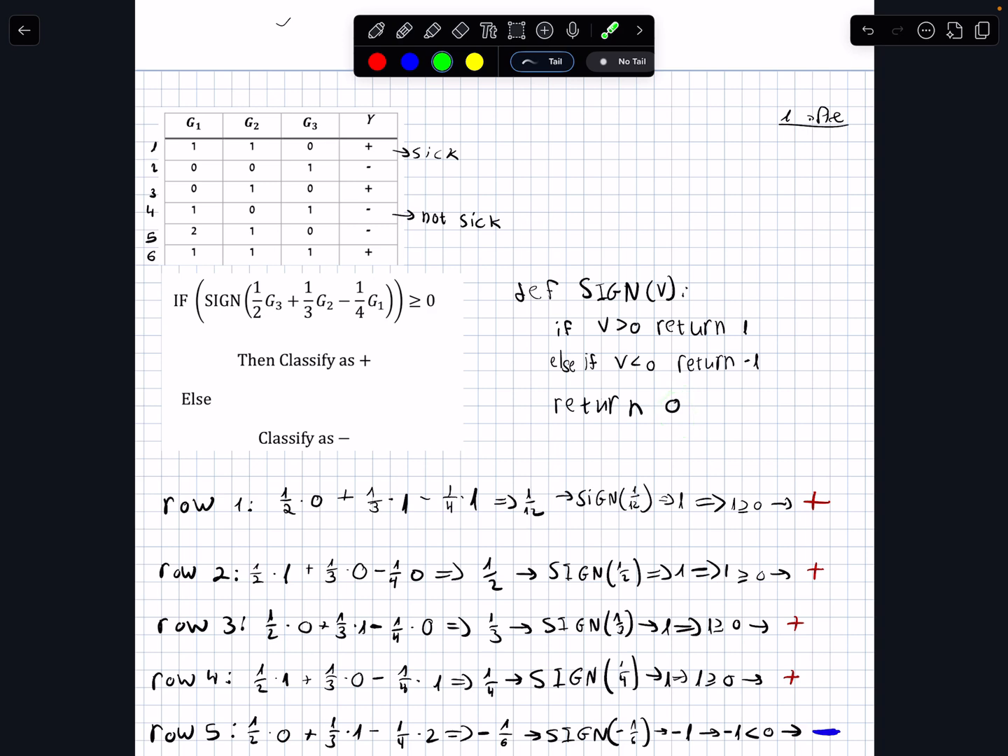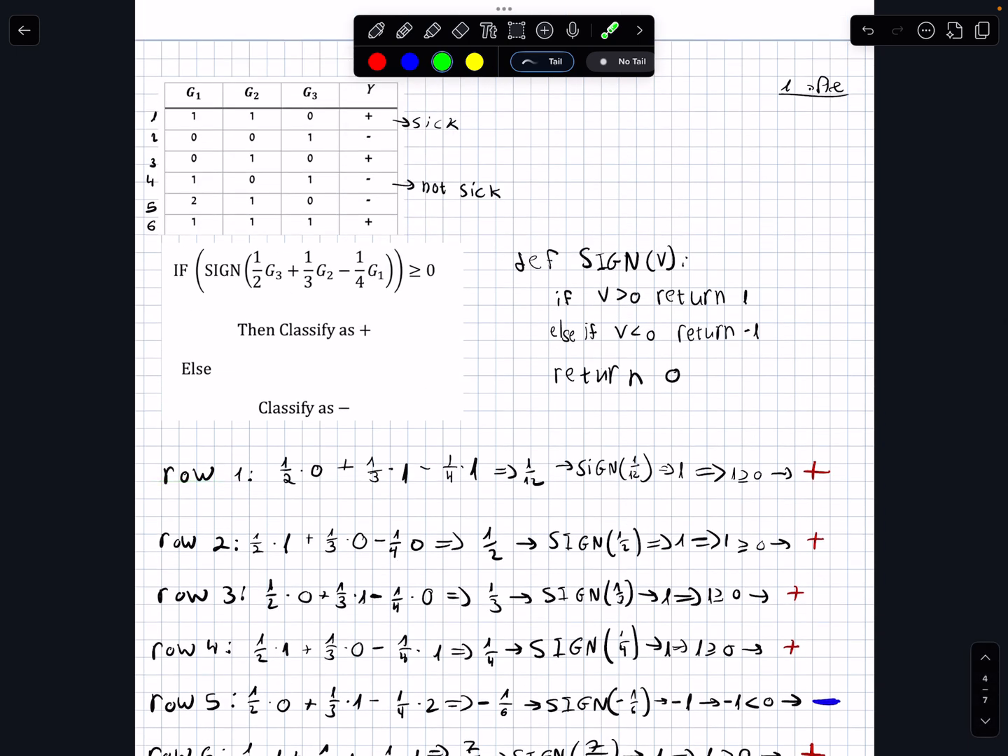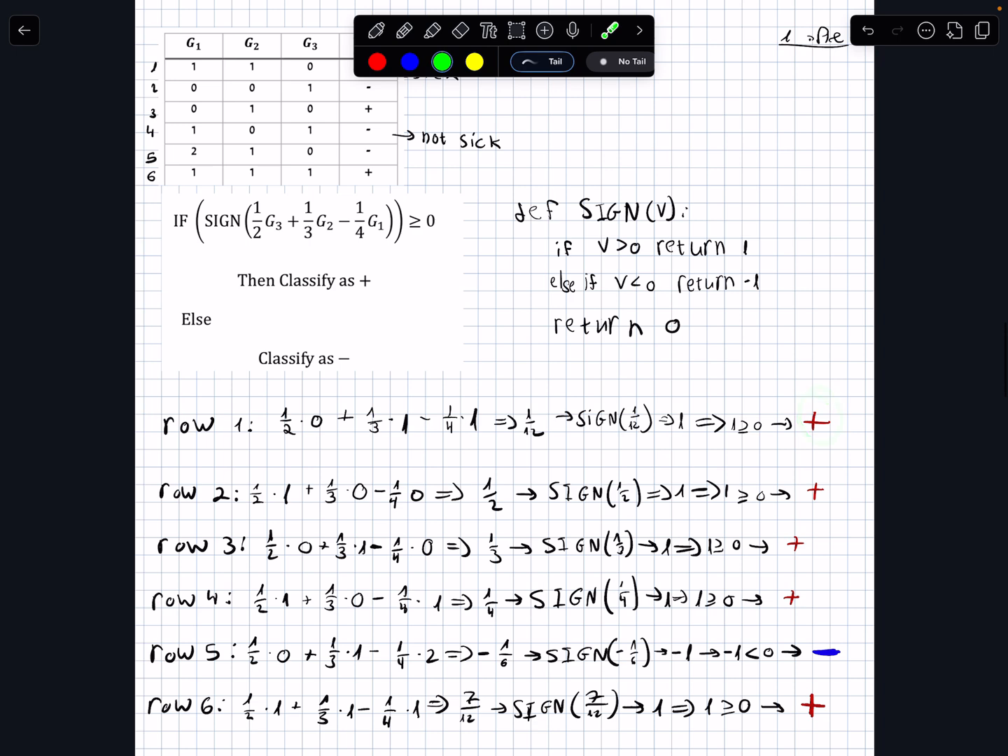Okay, so let's look at the values. At row 1, we have half of 0 plus a third of 1 and minus a fourth of 1. Then we get 1 divided by 12, because it's a third minus a fourth, which is 1 divided by 12. The sign of that is 1, and 1 is bigger than or equal to 0, then we classify it as plus. Now we are doing the same for all the rows.